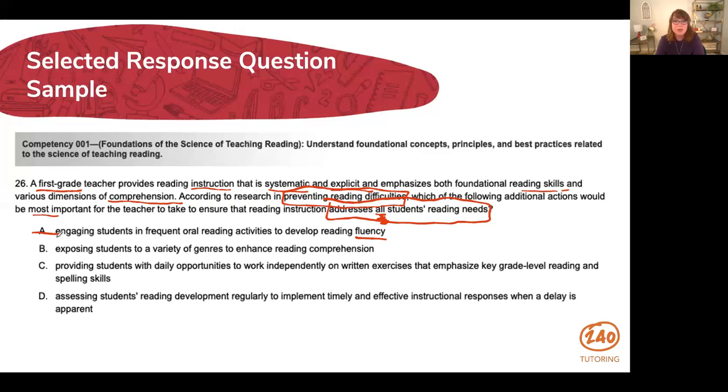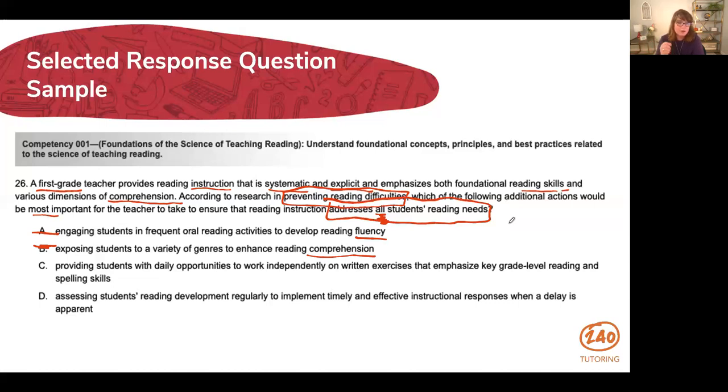So if we're trying to address all reading needs, just like A focused too much on fluency, this one's just focused on comprehension. So hopefully you can rule out A and B, because we're going back to all students' reading needs. It didn't say comprehension needs, it didn't say fluency needs, okay? Choice C has some things that make it look right, and so did choice D. So let's look at those.